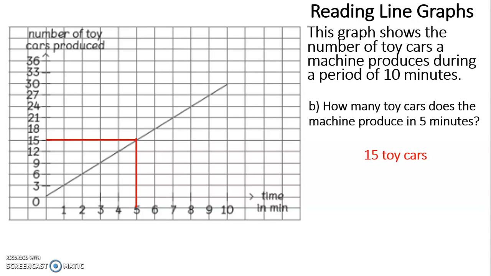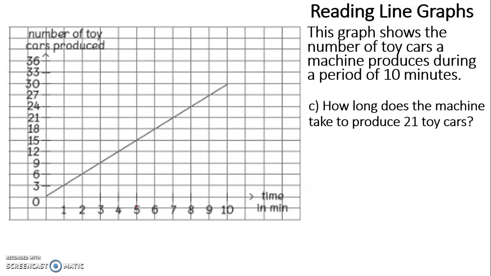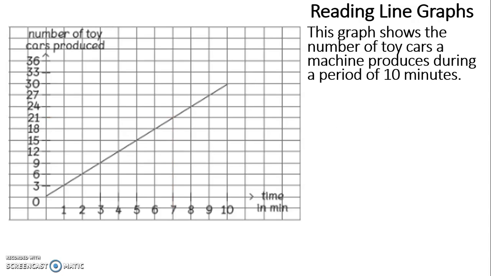15. So 15 toy cars are produced in 5 minutes. C. How long does the machine take to produce 21 toy cars? So this is the opposite way round. So let's use our y-axis where we can see the number of cars produced. Find 21. Get the ruler ready to draw a line across to the line of the line graph, and then draw down to the x-axis. 7. So 7 minutes to produce 21 toy cars.